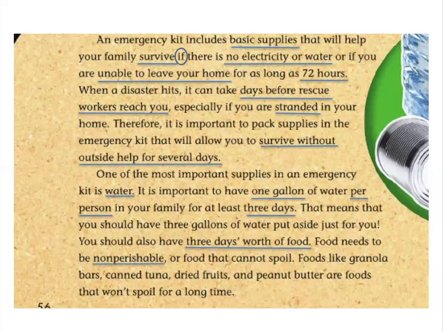What does that mean? Good, food that cannot spoil or go bad. The author gave us the definition by using a comma and the word or. We could say either non perishable or food that cannot spoil, and it would mean the same thing. What types of food are non perishable? That's right, granola bars, canned tuna, dried fruits, and peanut butter.